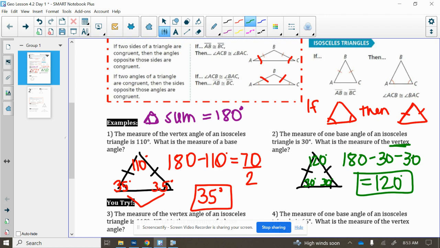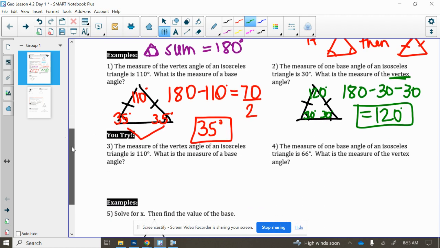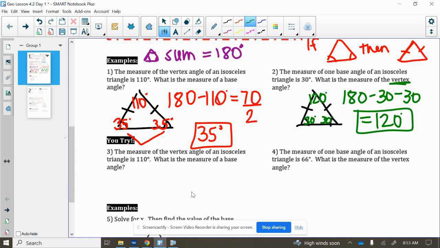So I really recommend drawing a picture to help you solve. And there are 2 example problems of that for you to try on your own.